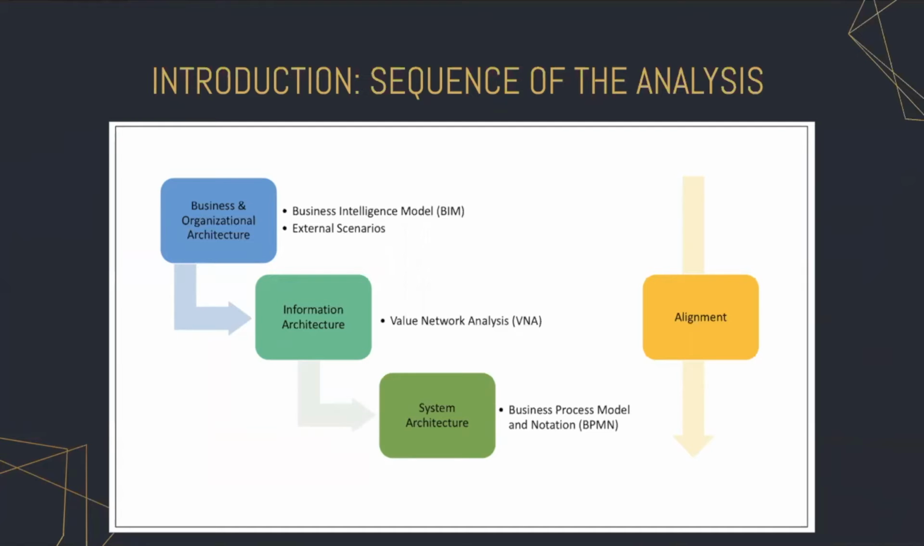Followed by that, in the layer of information architecture, value network analysis will be developed to illustrate the storage and flow of information. Next, in the perspective of system architecture, business process model and notations will help to demonstrate the improved process after adopting different technologies. And finally, the business and IT alignments will be crucial to ensure the achievement of the goals and identify some concerns.